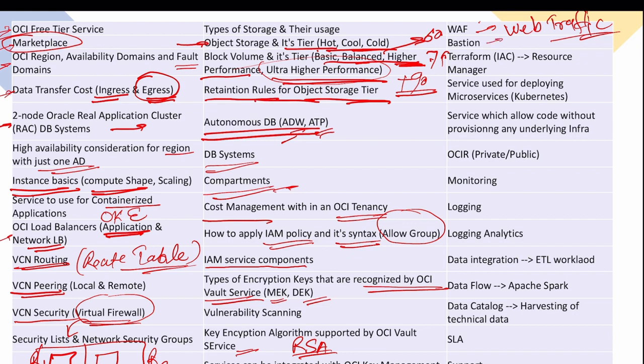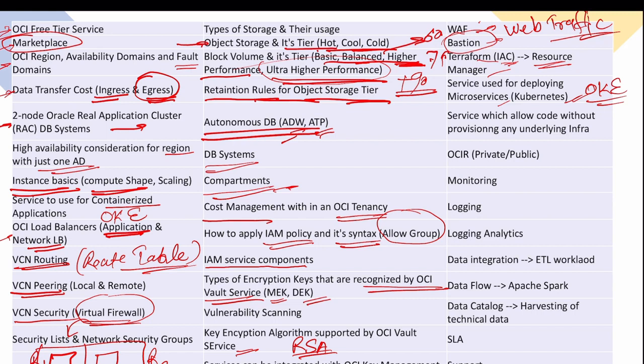Bastion service provides secure and time-limited access. So whenever we require secure access to the remote machine, we use Bastion service. In Azure we have Azure Bastion. Here we have the Oracle Bastion. Terraform, infrastructure as code. Whenever we need to provision our infrastructure automatically, we use this service, and it can be configured from the resource manager. The service used for deploying microservices, that is our Kubernetes or OKE.